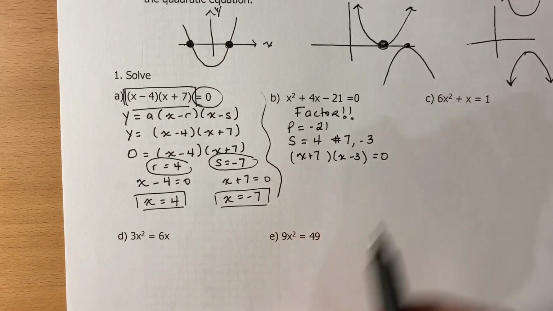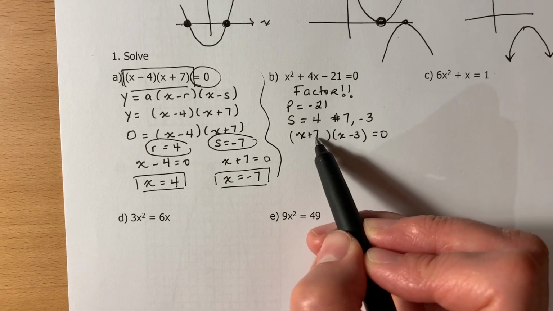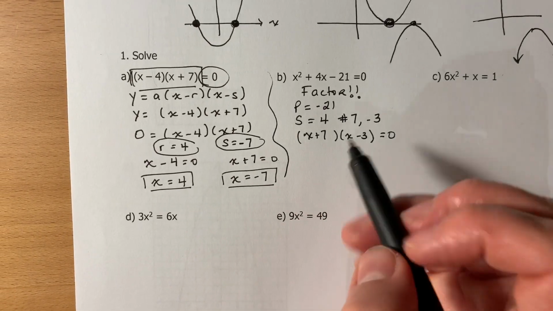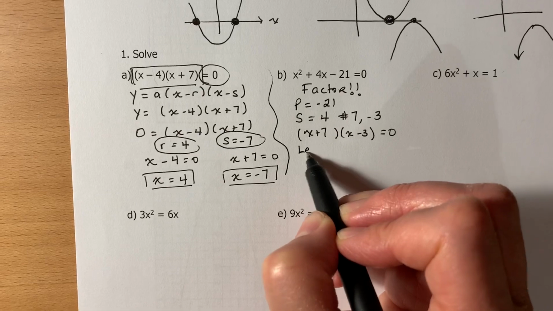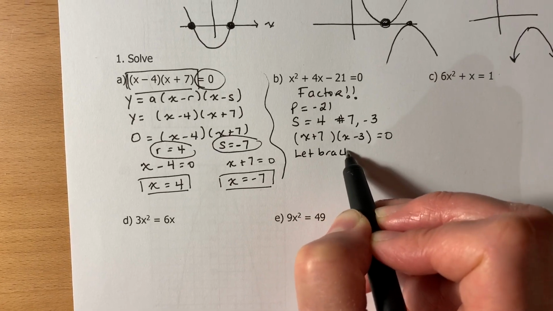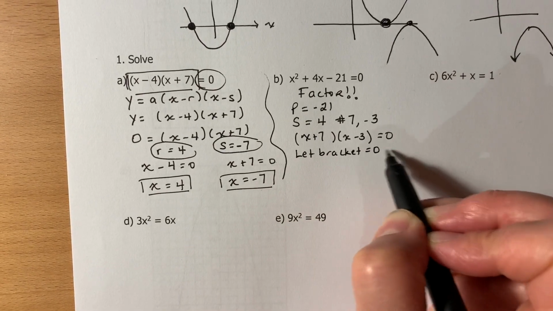Okay, let it equal 0. Now, this is my r value, this is my s value. We're going to start letting the brackets equal 0. Okay, and we're going to solve for x.